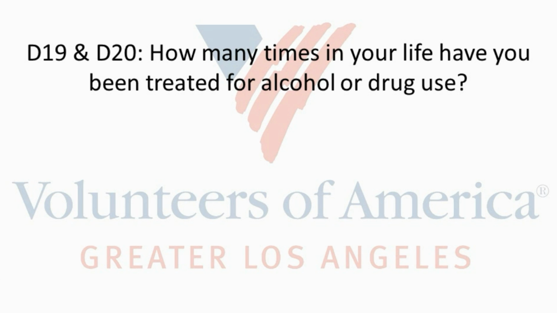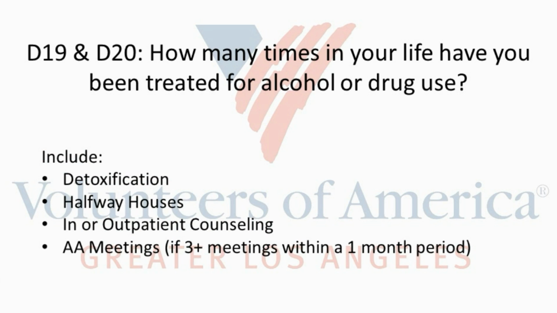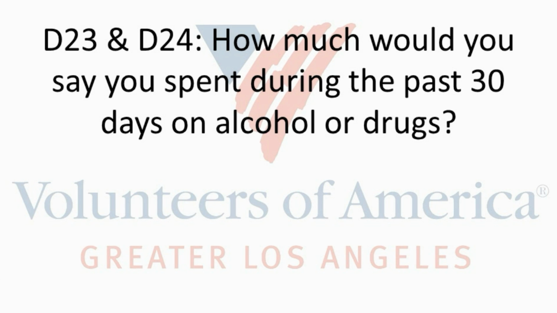For question D19 and D20, how many times in your life have you been treated for alcohol or drug use? Be sure to include detoxification, halfway houses, in or outpatient counseling, and AA meetings if there were 3 or more meetings within a 1-month period. Also note, if question D19 or D20 is 00, then D21 and D22 will also be 00 respectively.